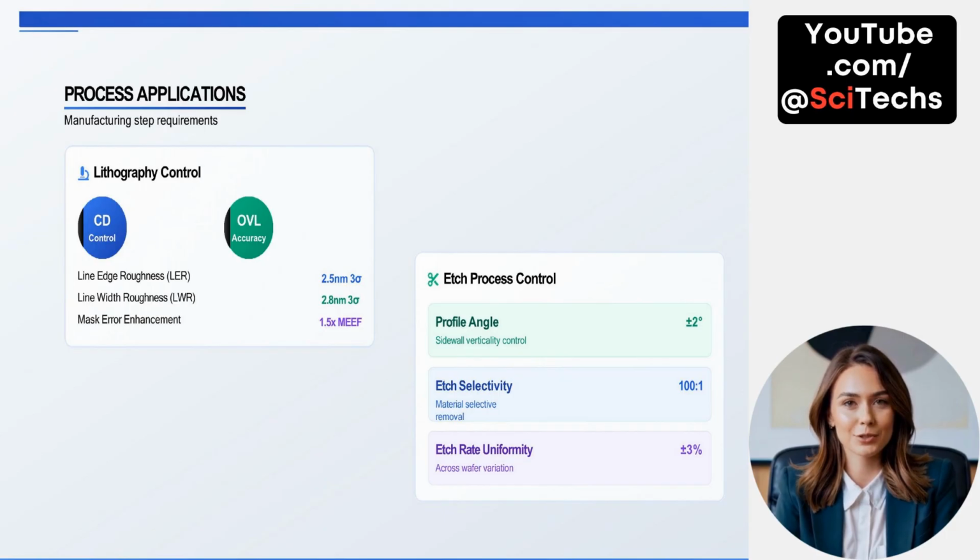Overlay, OVL accuracy, is equally critical for ensuring each new layer aligns perfectly with the underlying patterns. Etch process control focuses on sculpting patterns with extreme precision. Profile angle, maintained within plus or minus 2 degrees, ensures sidewalls are vertical and consistent. Etch selectivity, such as 100 to 1, reflects the ability to remove one material while leaving others intact, crucial for protecting underlying layers. Etch rate uniformity, controlled within plus or minus 3%, guarantees consistent processing across the entire wafer surface, minimizing variation and maintaining high yield.